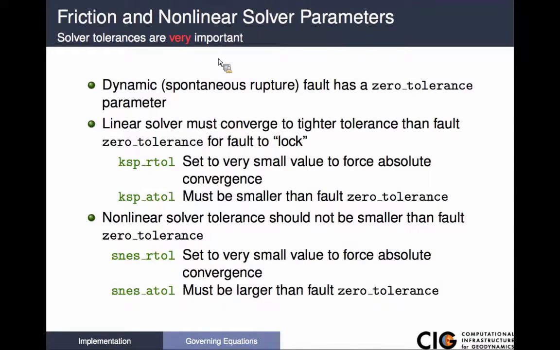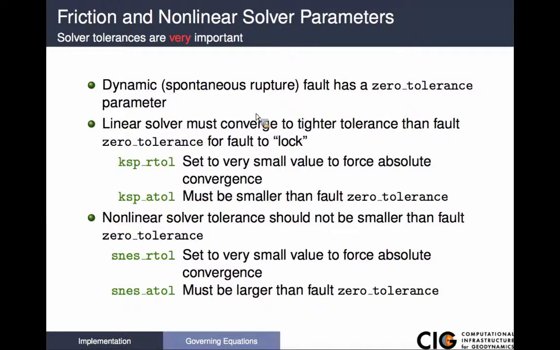So some words about friction and the nonlinear solve parameters. Because we're using iterative solutions, even though we want the fault to basically not slip, the displacements might be 10 to the minus 10, or 10 to the minus 11, or 10 to the minus 8. So there is a zero tolerance parameter for the fault that defines at what threshold of relative displacement across the fault we should really consider it to be locked. And so that's what this zero tolerance parameter for the fault is.